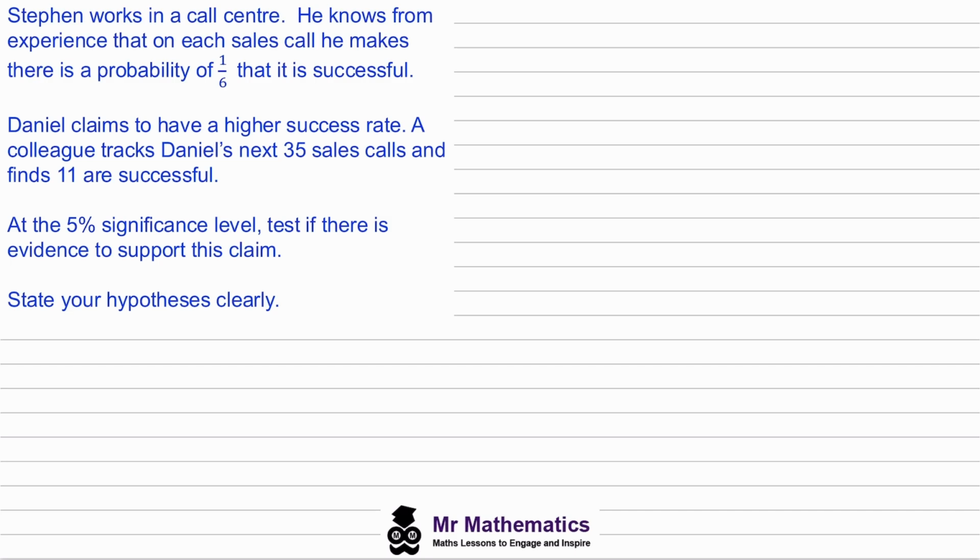So now we're told that Stephen works in a call center. He knows from experience that on each sales call he makes, there is a probability of 1/6 of being successful. Daniel claims to have a higher success rate. A colleague tracks Daniel's next 35 sales calls and finds 11 are successful. We've been asked to test at a 5% level of significance whether there is evidence to support Daniel's claim, and we need to state our hypotheses clearly.